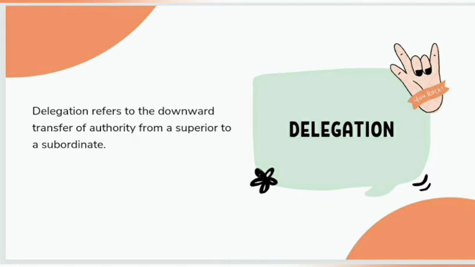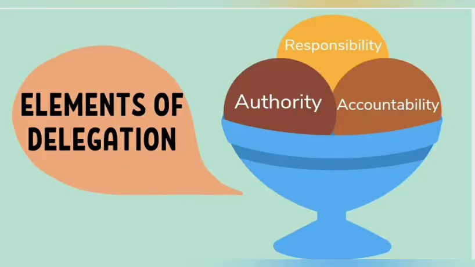Any manager, even if they are specialized or not, won't be able to take up all the activities in an organization so effectively. So some of them will be transferred to subordinates. This is delegation. There are three elements of delegation. They are authority, responsibility and accountability.